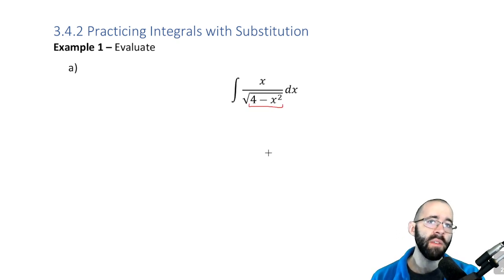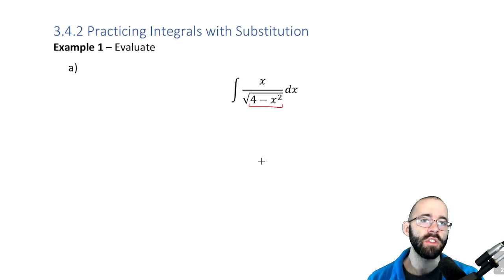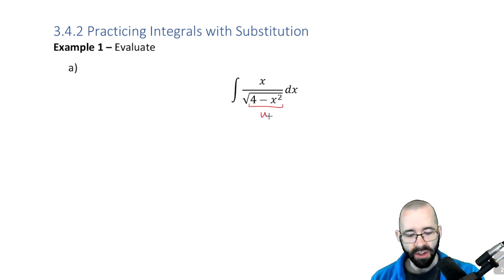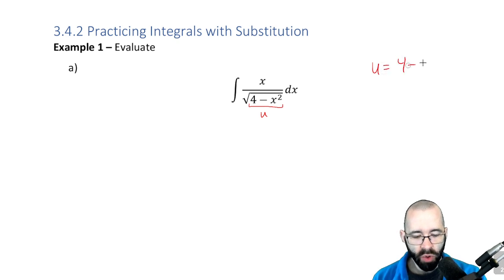It's not always going to be obvious for substitution. Sometimes you'll make a guess, and sometimes you'll guess wrong, and that's okay. We'll have an example of what that looks like later on in this section. So let's say this is our u. Let's say u is 4 minus x squared.